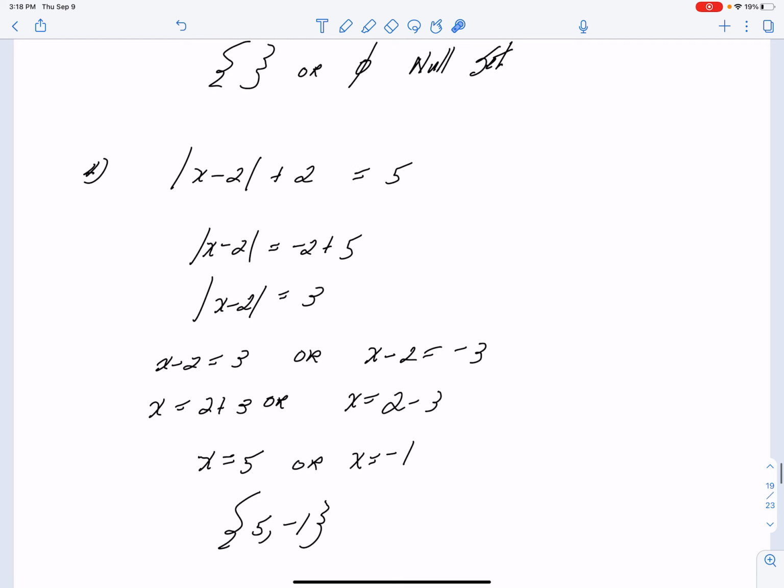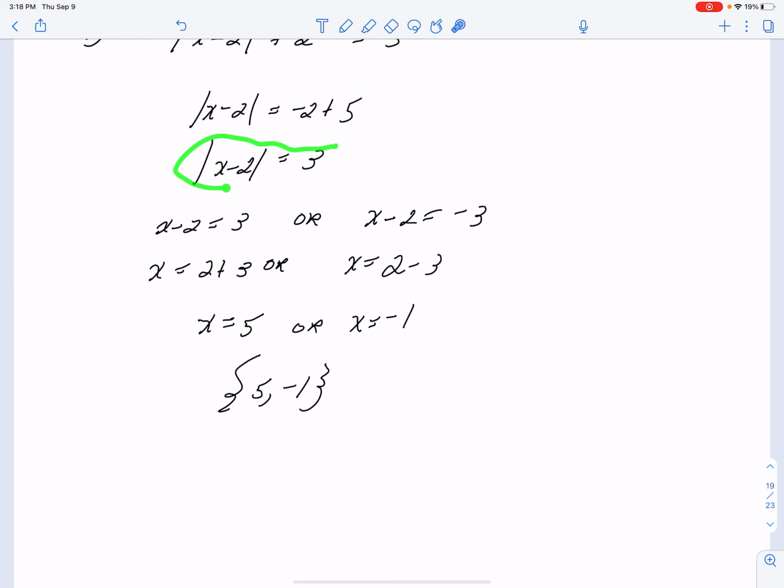Finally, for fun, let's do one more equation. Solve for x, the absolute value of x minus 2, add 2 equals 5. What do? Well, I get the absolute value on one side, and I take everything else to the other side. So the absolute value on this side, I take this 2 over, it becomes a minus 2. And then minus 2 add 5 is a plus 3.